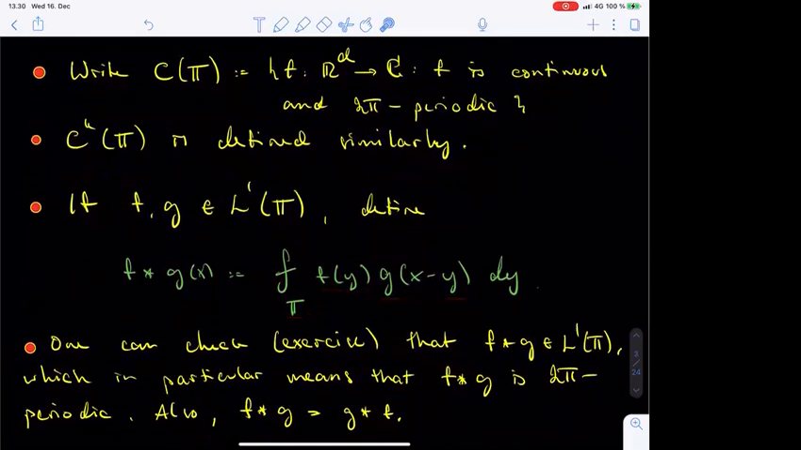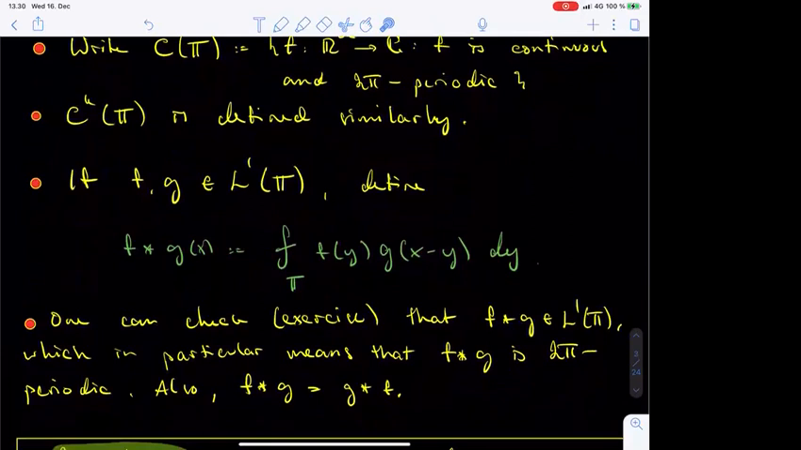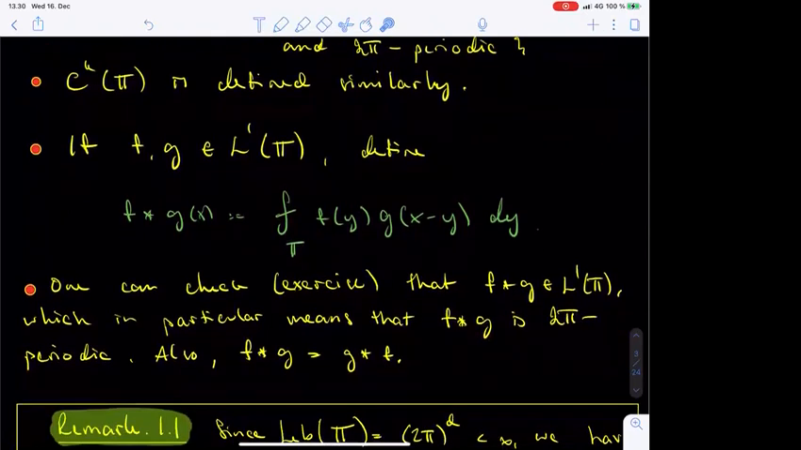One can check, and I will leave this as an exercise, that the convolution of two L1(T) functions is also in L1(T), which in particular means that this convolution is also 2-pi periodic in all variables. As another exercise, the convolution operator is symmetric, so the convolution of f and g is the same as the convolution of g and f.